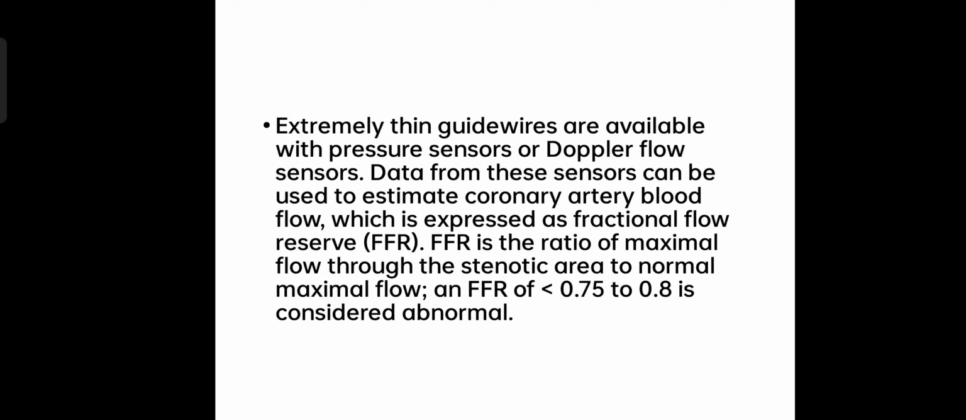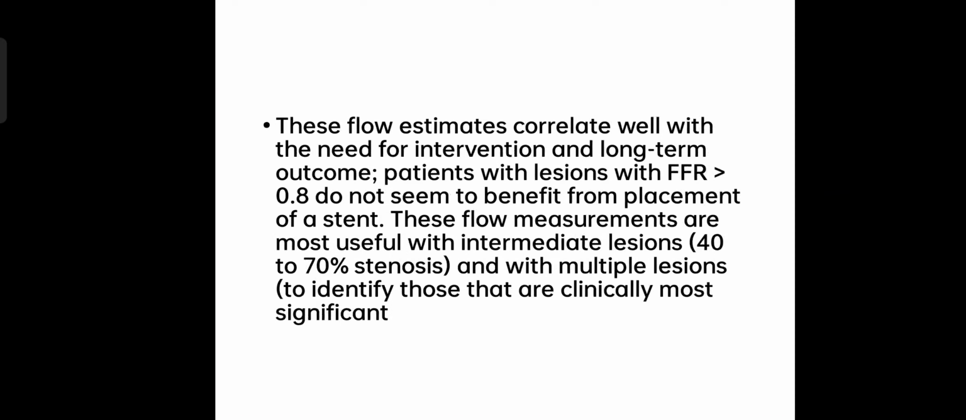A fractional flow reserve of less than 0.75 to 0.8 is considered to be abnormal. These flow estimates correlate well with the need for intervention and long-term outcome. Patients with lesions with FFR greater than 0.8 do not seem to benefit from placement of a stent. These flow measurements are most useful with intermediate lesions and with multiple lesions.